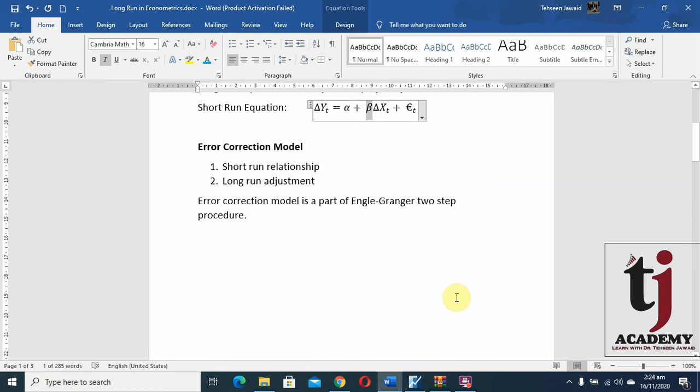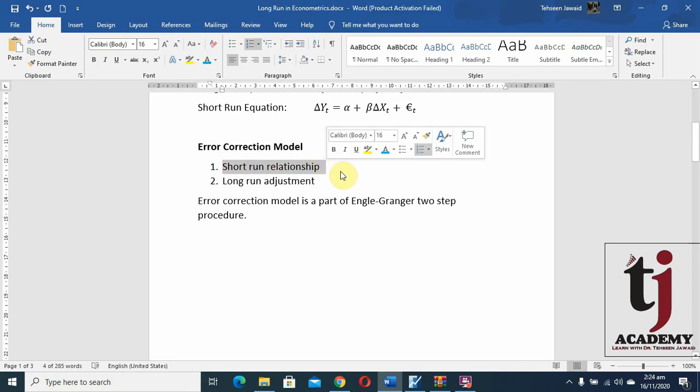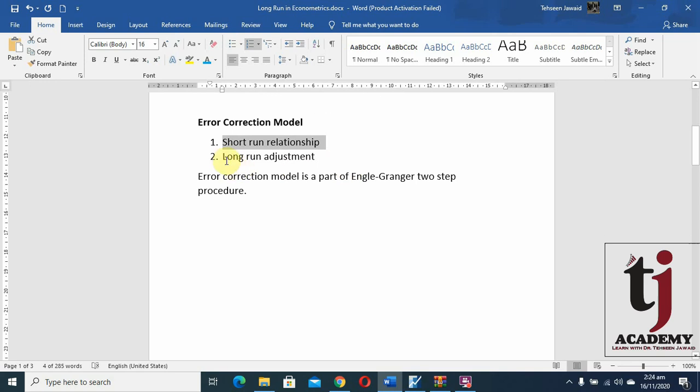Now, what does the error correction model do? Error correction model does two things. First, it helps to find the short run relationship, whether variables have a significant relationship in the short run or not. On the other hand, long run adjustment, what does it mean? Long run adjustment means whether the model is capable of adjusting towards long run equilibrium after facing some shock or not.